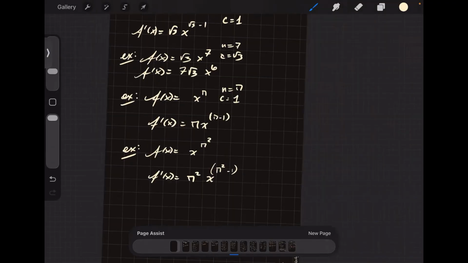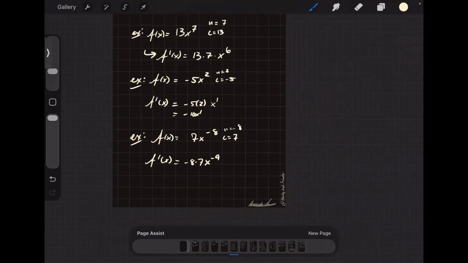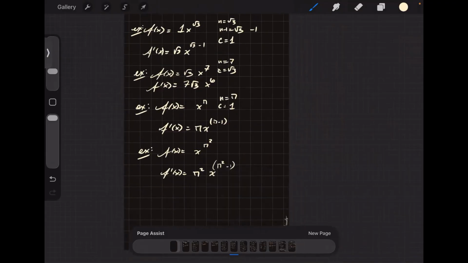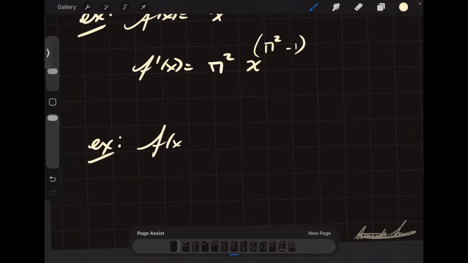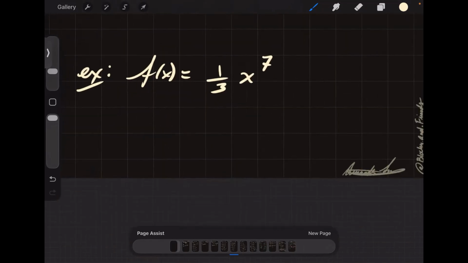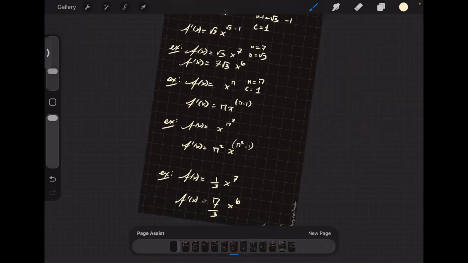But Amanda, what if we have fractions? That's fine. f of x is equal to 1/3 x to the 7th. That's cool. f prime of x is equal to 7/3, 7 times 1/3, x to the 6th.